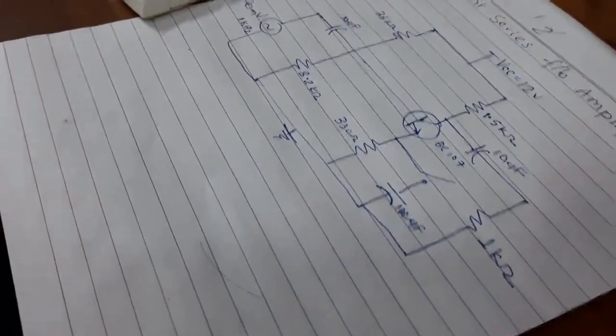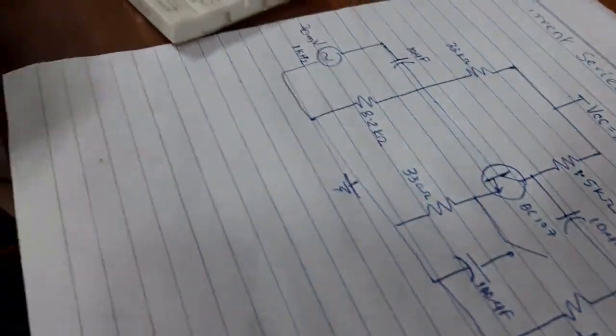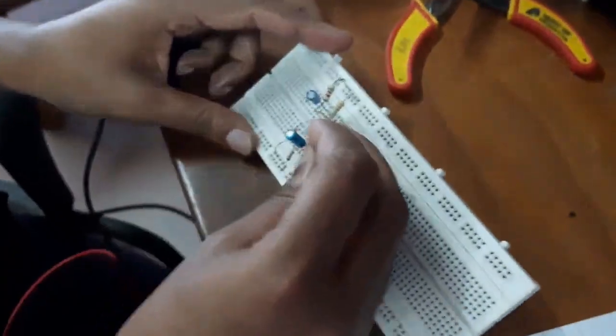We forgot to put this one. There is this bypass capacitor of 100 microfarad. Positive is going to the emitter. So remember, positive is going to the emitter.